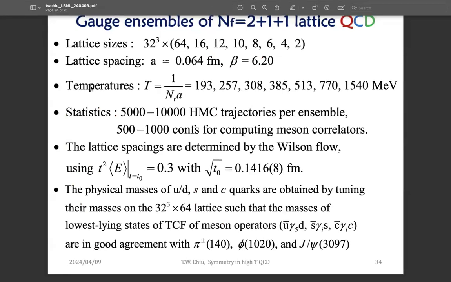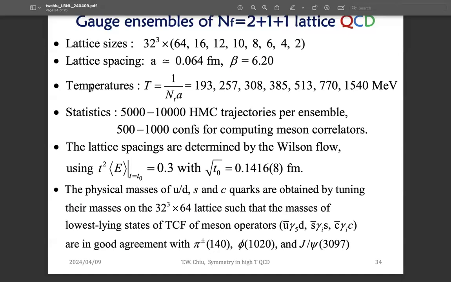These are the parameters for the gauge ensembles. The lattice size is 32 cubed spatially, and the time direction is 64, corresponding to zero temperature. Actually, it's 48 MeV. The temperature ranges from 190 up to about 1500 MeV. The statistics are around 5,000 to 10,000 HMC trajectories, and about 500 to 1,000 configurations. The lattice spacing is determined by the Wilson flow.